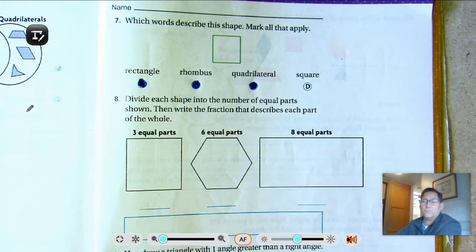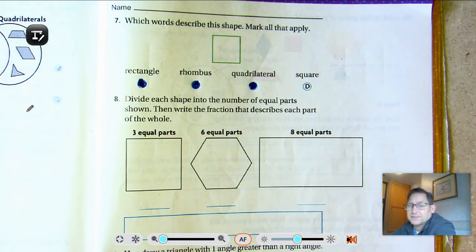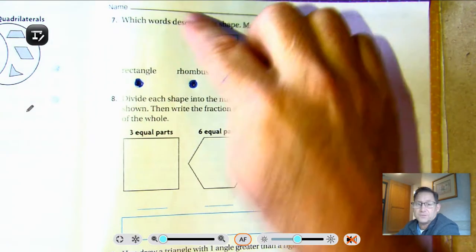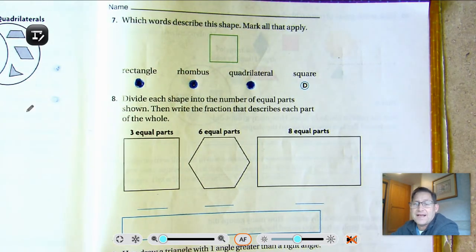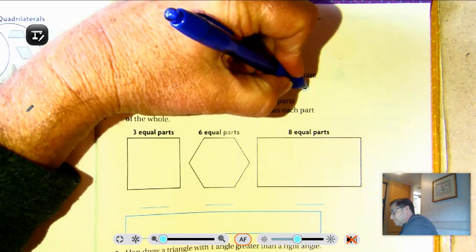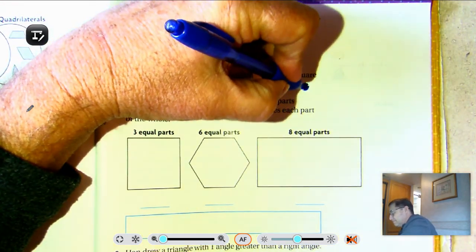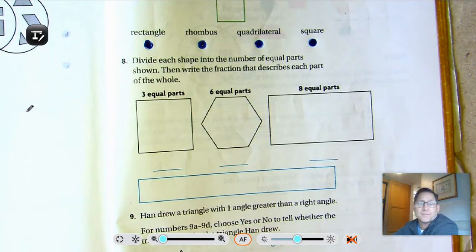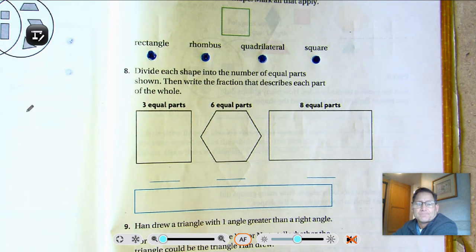Is it a square? Well, squares have to have 2 pairs of opposite sides that are parallel. Yes. It has to have 4 right angles. Yes. It has to have 4 sides of equal length. Yes. Okay. So that square is all of them. Number 8. Divide each shape into the number of equal parts shown. Then write the fraction that describes each part of the whole.